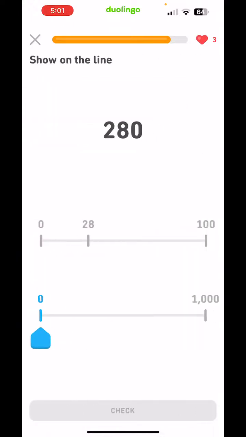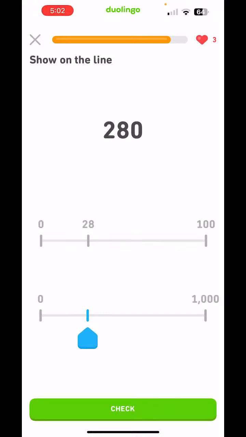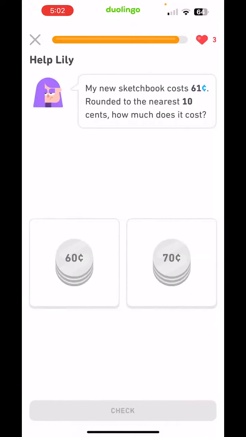Show on the line. So same concept as before. The range up here is showing 1 to 100, but even though this one down here is 1 to 1,000, the range is kind of similar to the top one. So if we slide this over to match the 28 at the top, that is equivalent to 280 on the bottom. My new sketchbook cost 61 cents. Rounded to the nearest tenth cent, how much does it cost? So I would say that it costs 60 cents.